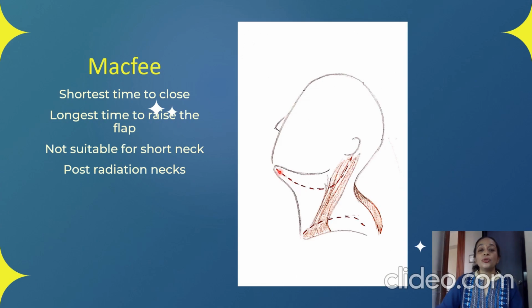McAfee involves two horizontal incisions. The superior one is the same as used in Kreis, whereas the lower one is two finger spaces or 1 inch above the clavicle. This type of incision is mainly used in post-radiation necks where there is a possibility of flap necrosis if we include the vertical limb. However, this takes the longest time to raise the flap and it takes the shortest time to close. It is not suitable for short necks.